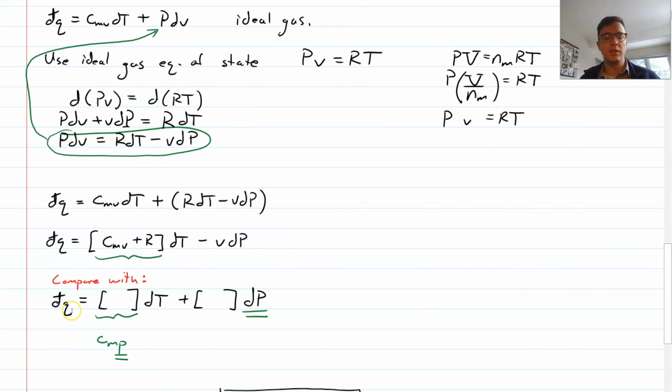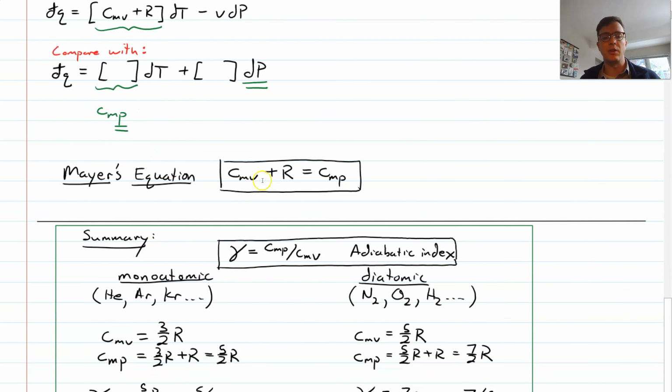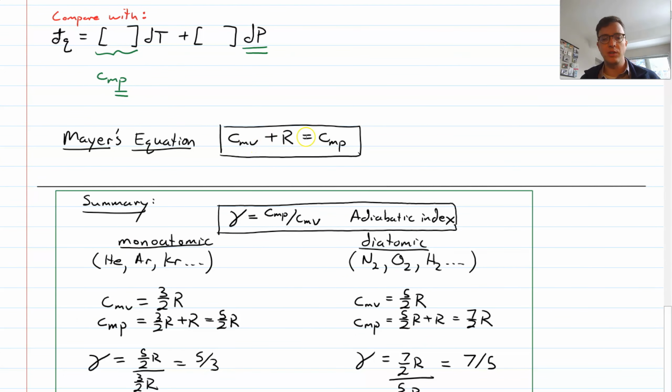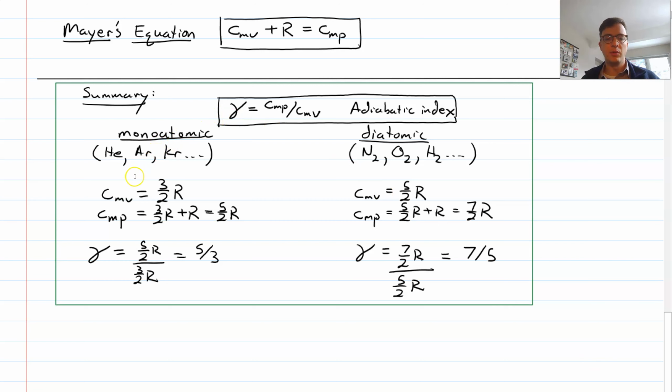another equation, which is dq equals something times dT plus something times dP, and I was able to read off the molar specific heat at constant pressure. And that gave us our main result, which was Mayer's equation: CmP is bigger than CmV by an amount R. Then I made this table which lists CmV, CmP, and gamma, which is the ratio of those two, for monoatomic gases and diatomic gases. So I hope you found this useful.